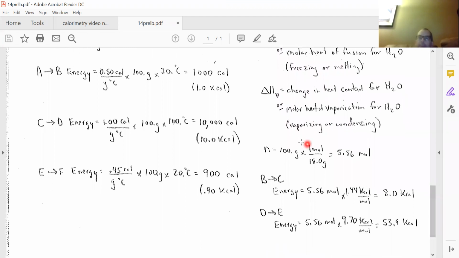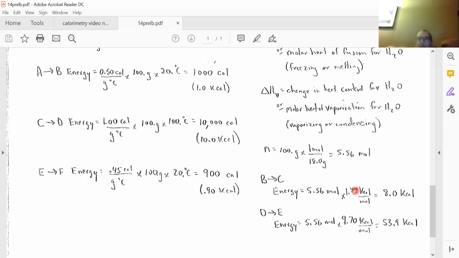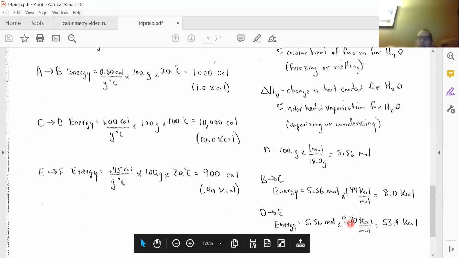What happens is I took my 100 grams and converted that to moles. Then going from B to C, which was the lower plateau, I took my moles times 1.44 kcals per mole. This was given, this is delta HF, and I get 8 kcals. Then I did the same thing for D to E for the upper plateau, except this was 9.7 kcals per mole. So notice this is a lot bigger. The upper plateau is a lot bigger than the lower plateau, looks like between 5 and 10 times bigger in magnitude.